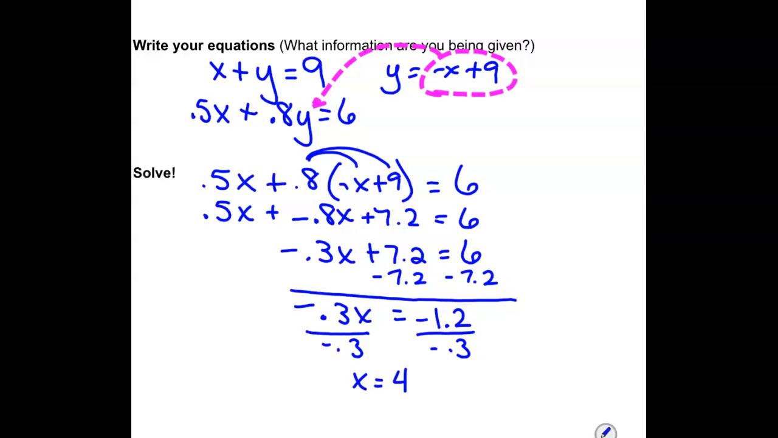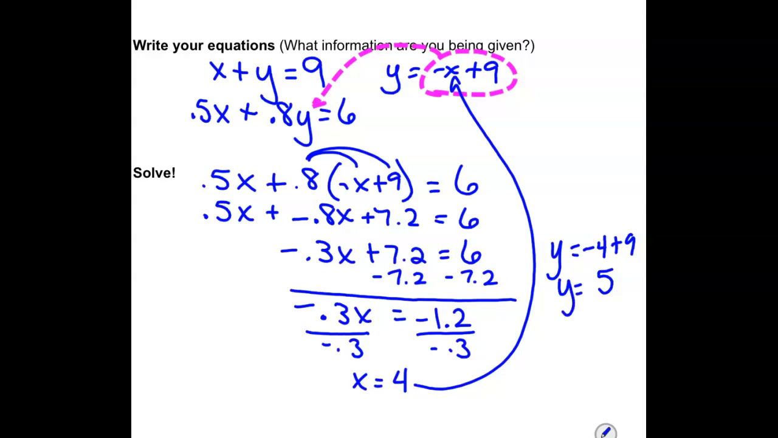So that means we bought 4 bananas, and now we will plug them back in, and we can plug it in right there. So our y value is negative 4 plus 9, which would be 5. So to answer our question here, we bought 4 bananas, and we bought 5 oranges.